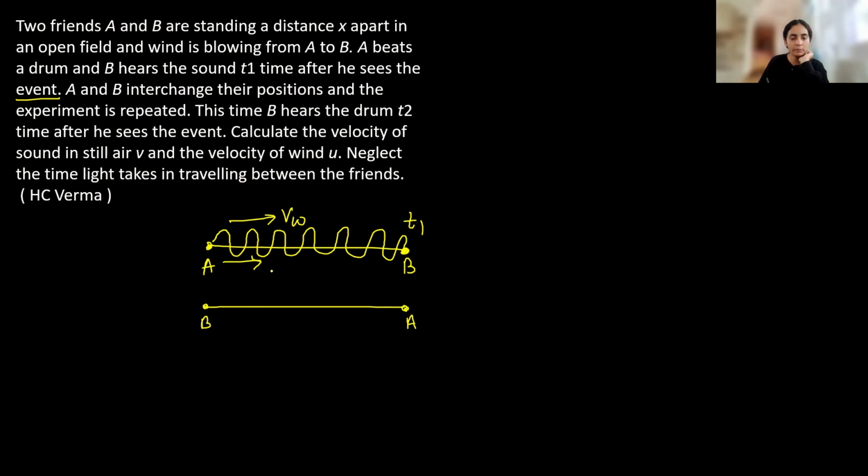So in this case the sound wave traveled like this. Now this time B hears the drum T2 time after he sees the event. Seeing the event means when the drum was struck, and let's say that time is 0. From that time onward the wave will start traveling, so the wave went this way towards B. And in what time is it reaching B? This time T2. Calculate the velocity of sound in still air V and the velocity of wind U. Okay, what we have to calculate?